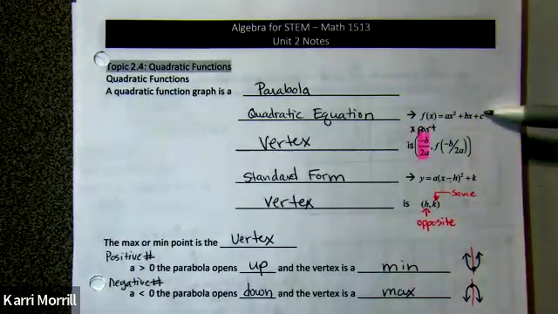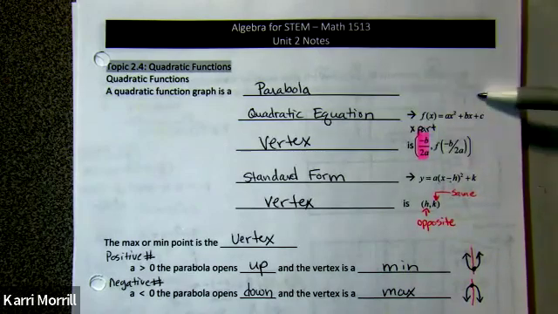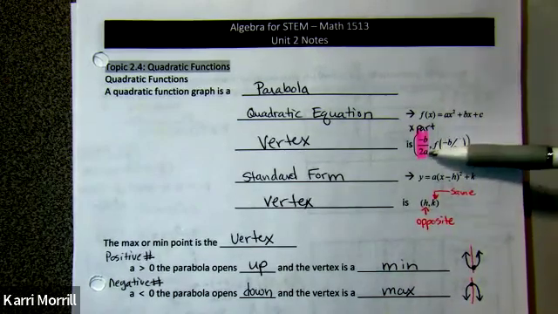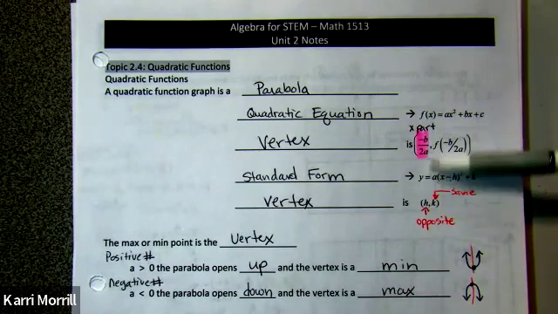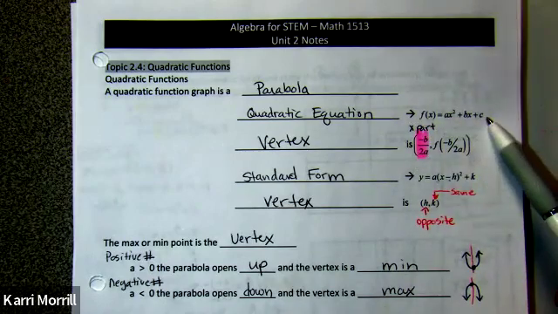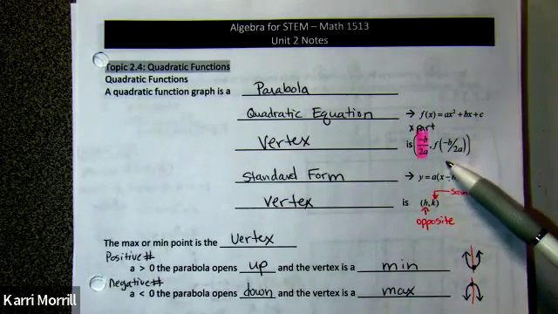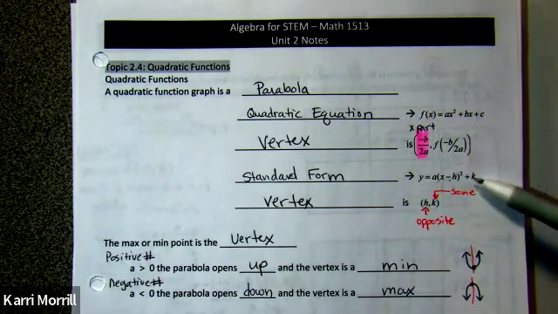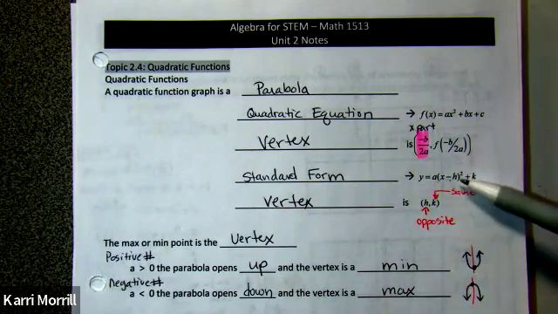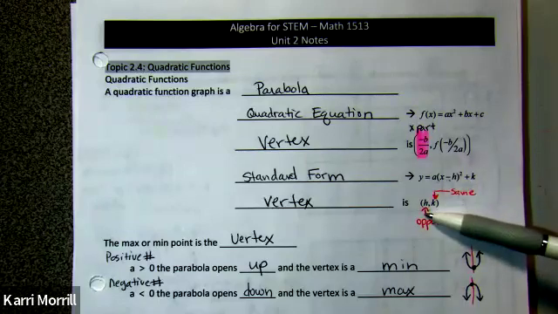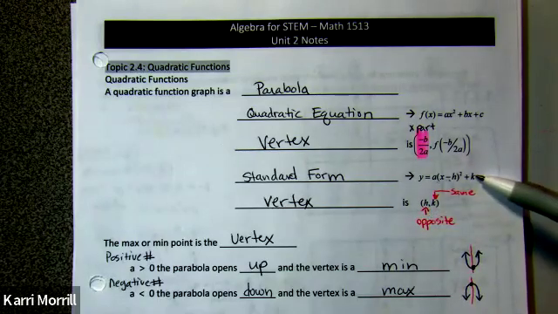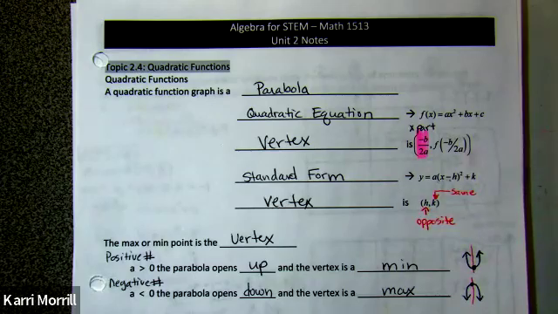If it's in quadratic equation form, we find the x part of the vertex by taking negative b over 2a. And then we take our x part and plug it into the expression to find the y part. That's what this means. If it's in standard form, you don't have to do as much math. We just always take the opposite of the h value because of that minus sign that's in there. So when we pull it out, we want the opposite sign. If there were a plus 3, we take out a negative 3. And then the same sign of your k makes the y value of your vertex.